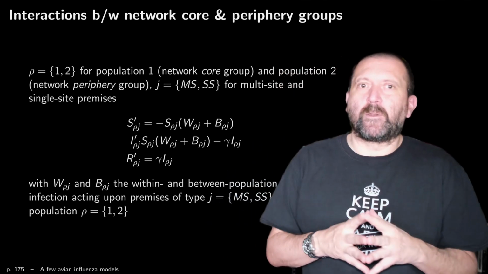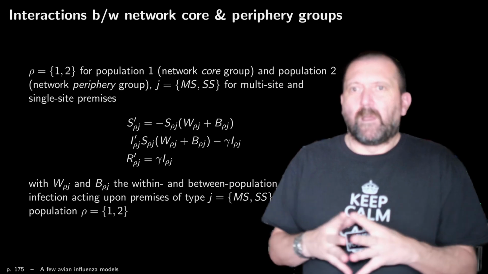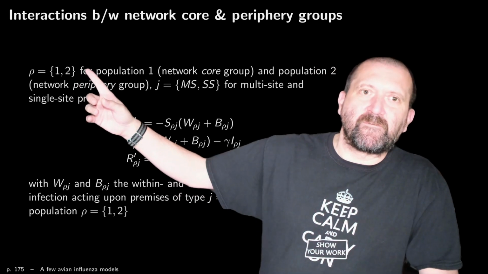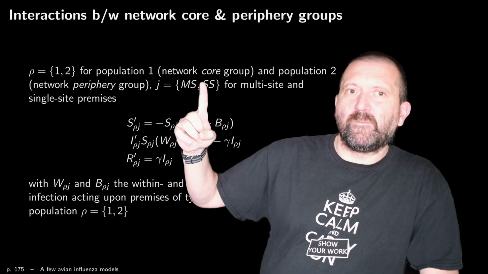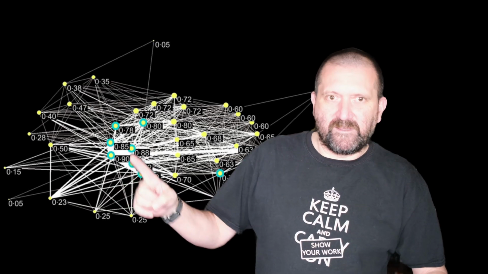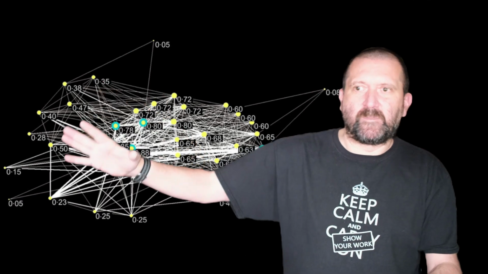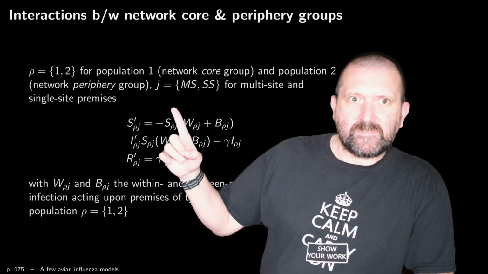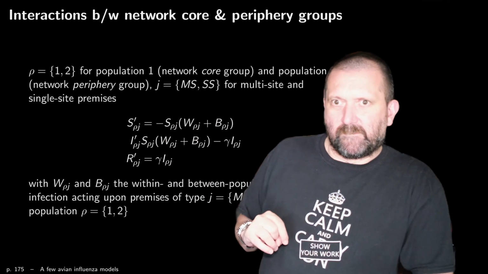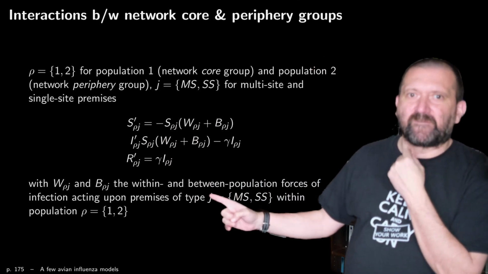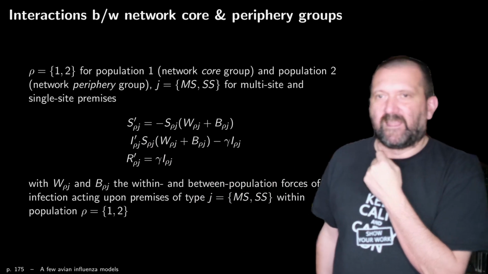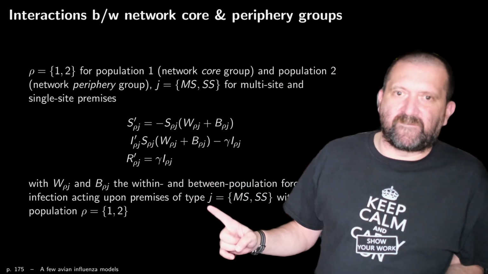So what they're doing here is they're looking at a metapopulation model, that's also a group model, essentially. They have populations of two types. Population 1 is the network core group, and population 2 is the network periphery. So the core groups would be those vertices here, and the periphery would be the others. They also have multi-site and single-site premises. Then there's force of infection acting on those. Oh, I'm missing an equal sign here. This is of course I prime equals S rho J. So they have force of infection.